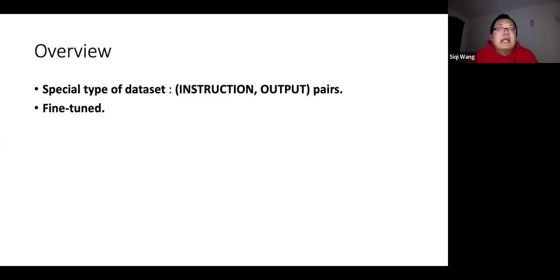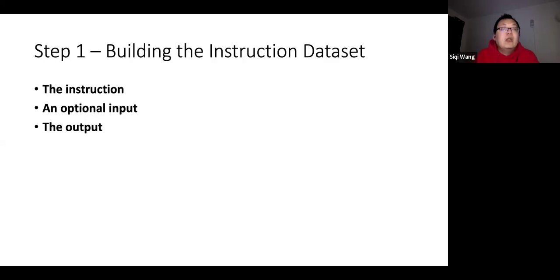After we have the dataset, the model is fine-tuned, and that's what helps it learn to follow instructions more efficiently. The first step is to build this dataset, and it's not as simple as just collecting a bunch of random text. Each data point has to be very specific. In an instruction dataset, each data point has three parts: the instruction, an optional input, and the output.